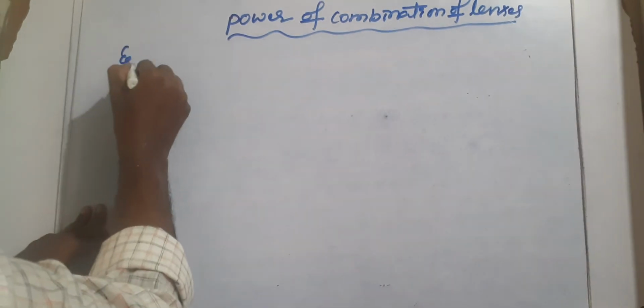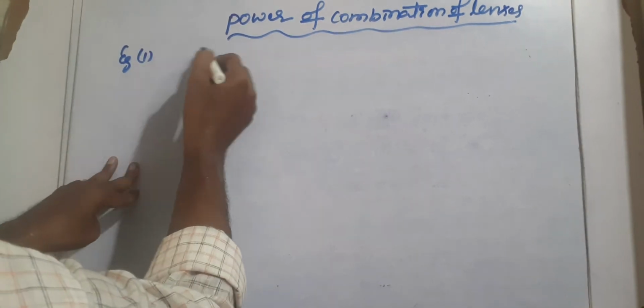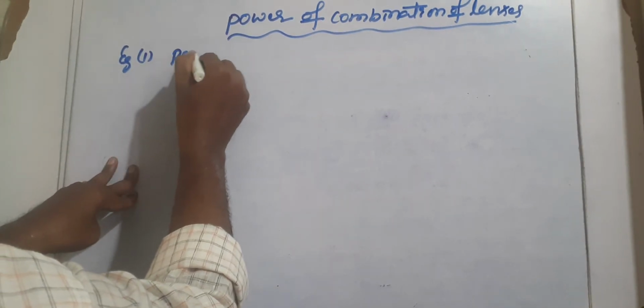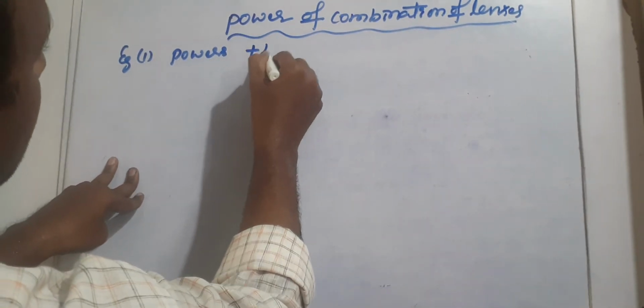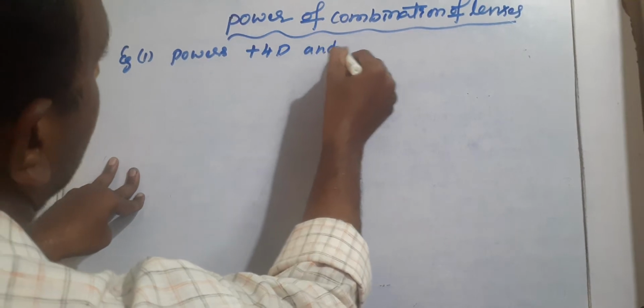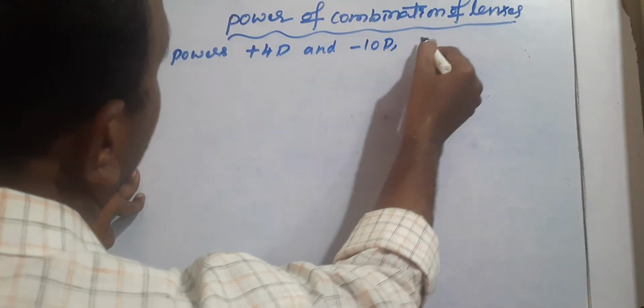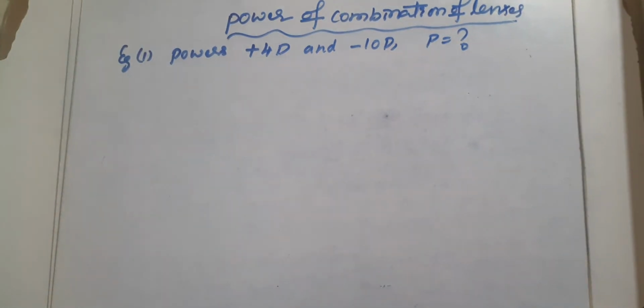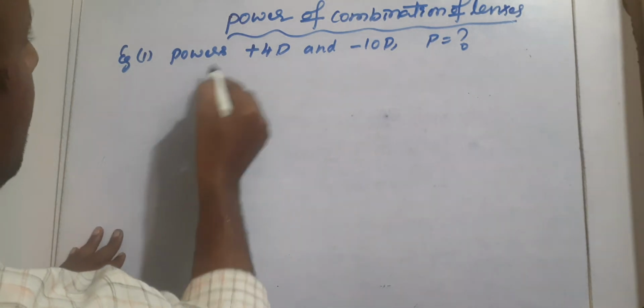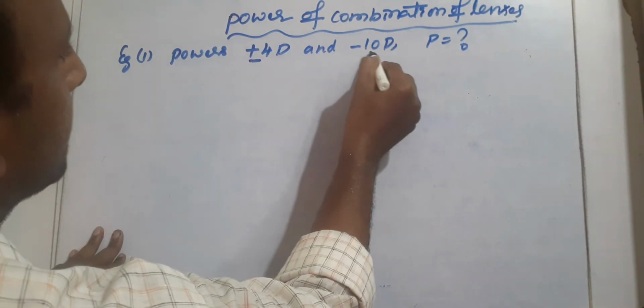Example one. A system has two lenses of powers plus 4D and minus 10D. We want to calculate the effective power, or total power, of the system. A system consists of two lenses, students. One lens has a power of plus 4D, another is minus 10D. Then what is the total power of this system? Plus sign means it is a convex lens, and minus means a concave lens.